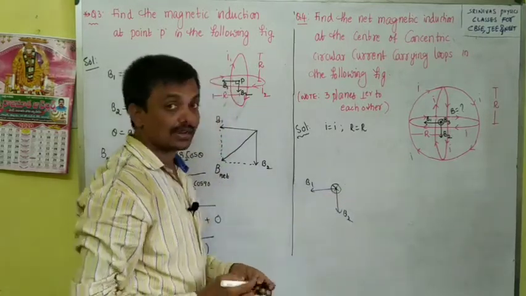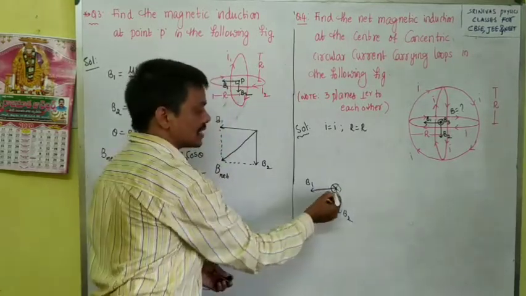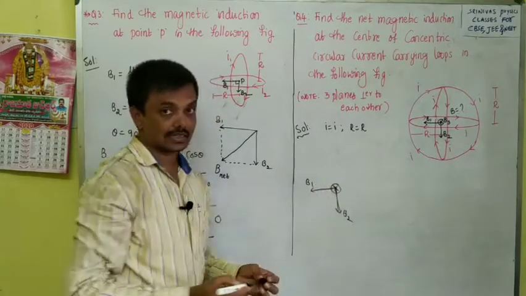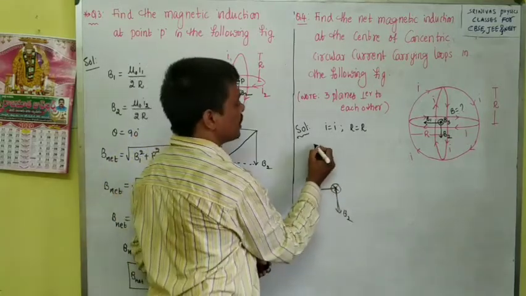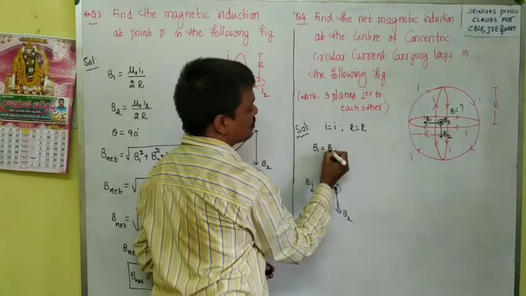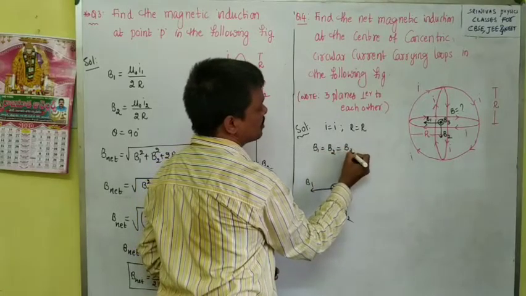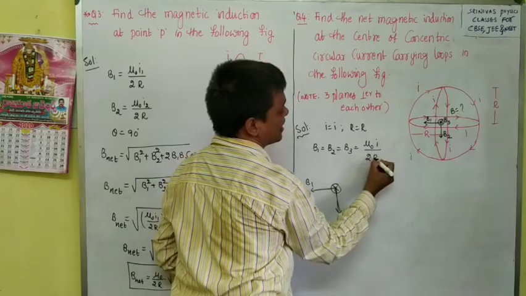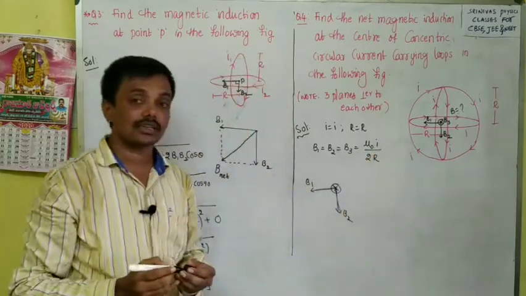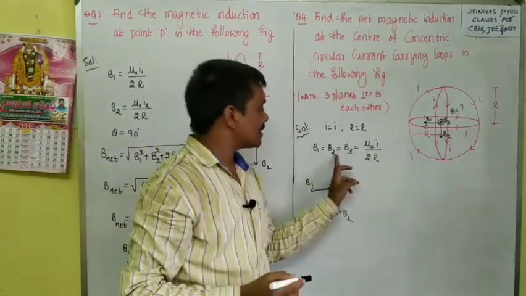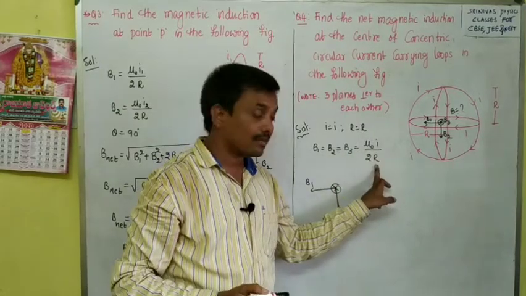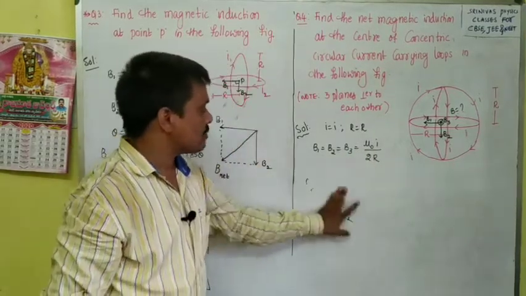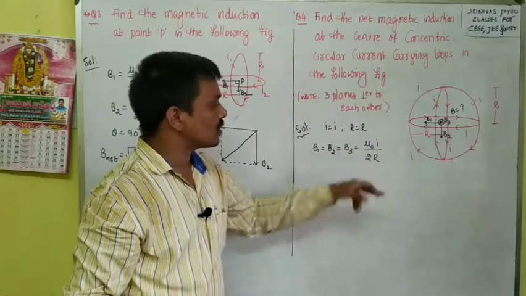Three perpendicular fields are there. One is along the x-axis, another along the y-axis, and the other along the z-axis. Then we write B1 = B2 = B3 = the magnetic induction at the center, that is μ0 I by 2R. They are carrying the same current, that's why all have the same field, and all have the same radius, right? This is the magnetic induction due to one circular loop.